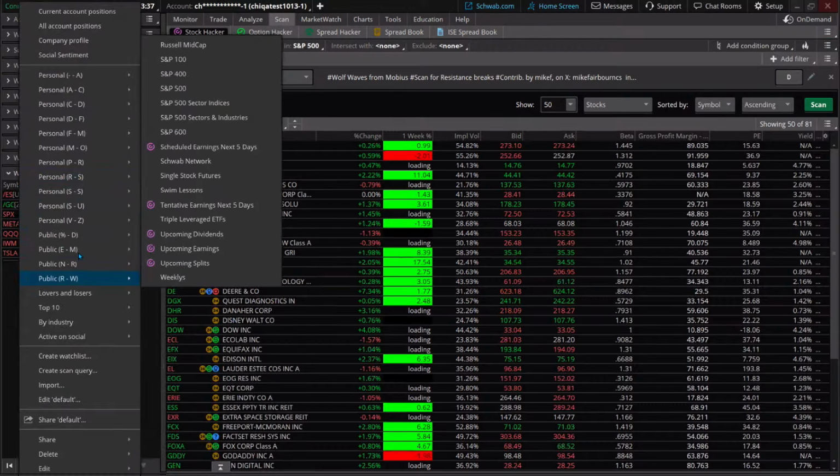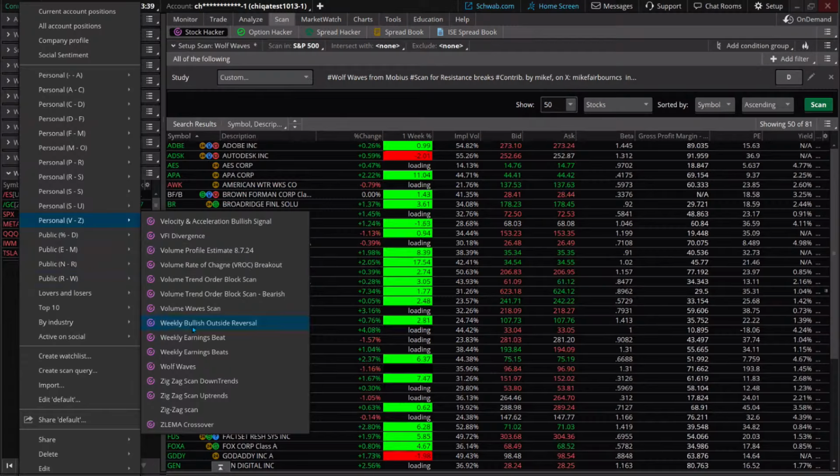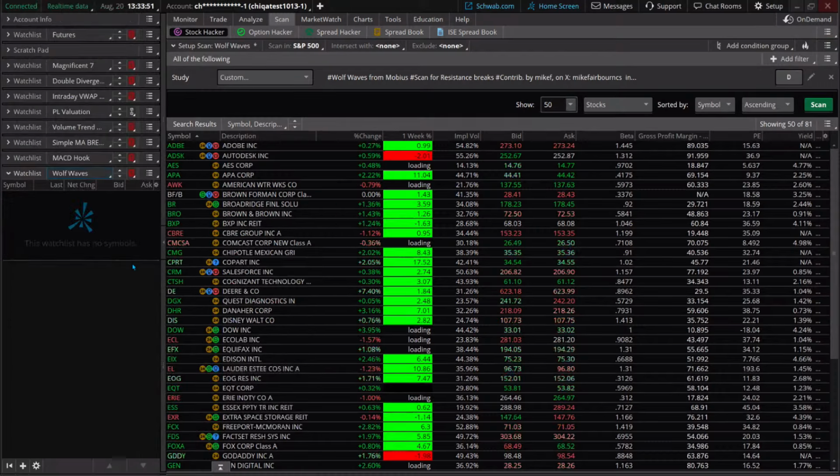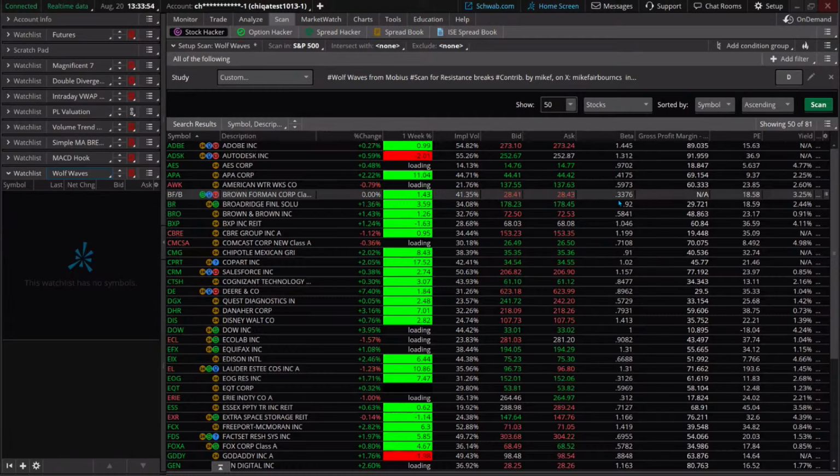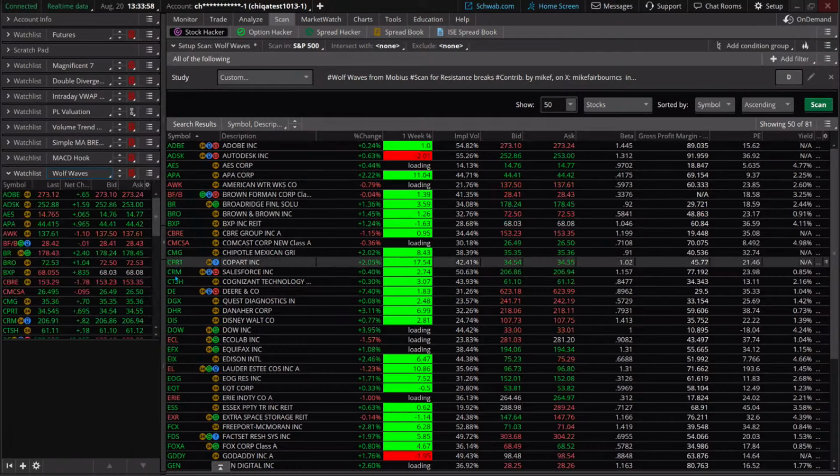Let's go ahead and connect it. Go down here. Not public. And there it is. That's the key hint right there. If it's a dynamic watch list, if it's a scan we've saved, folks, you're going to find it right there. Wolf waves. Now let it load up. And we got it. So breaking above over the past 3 days.